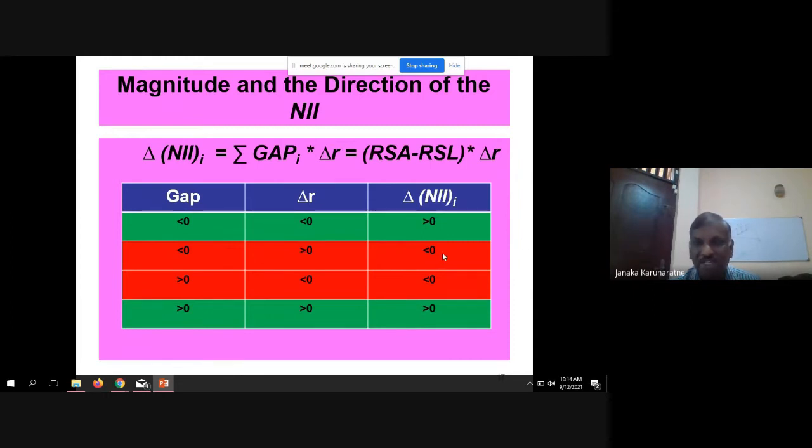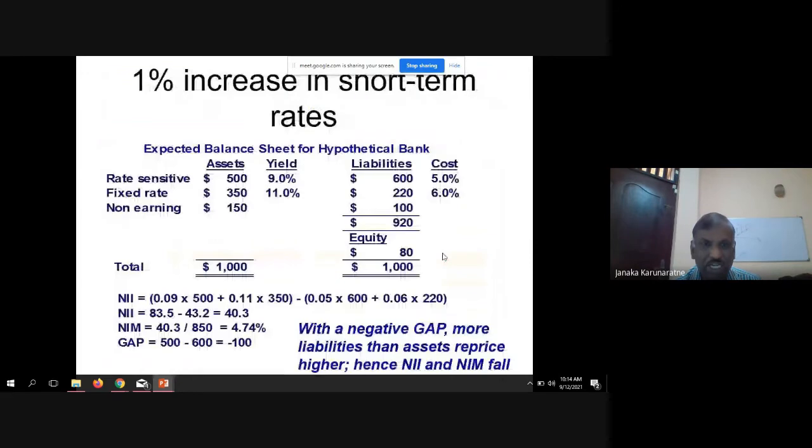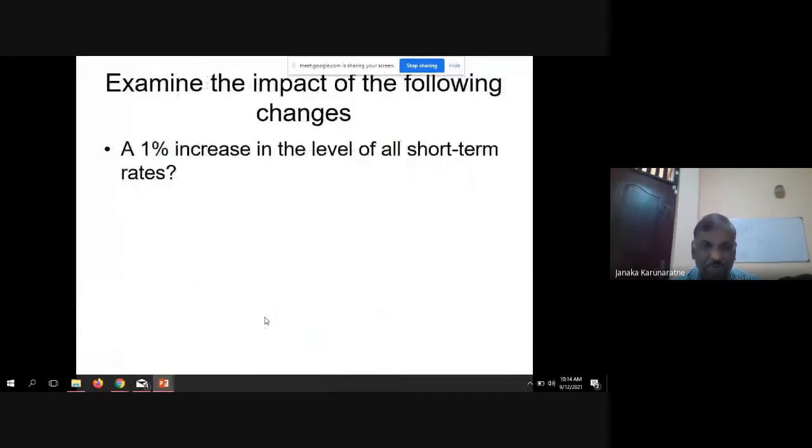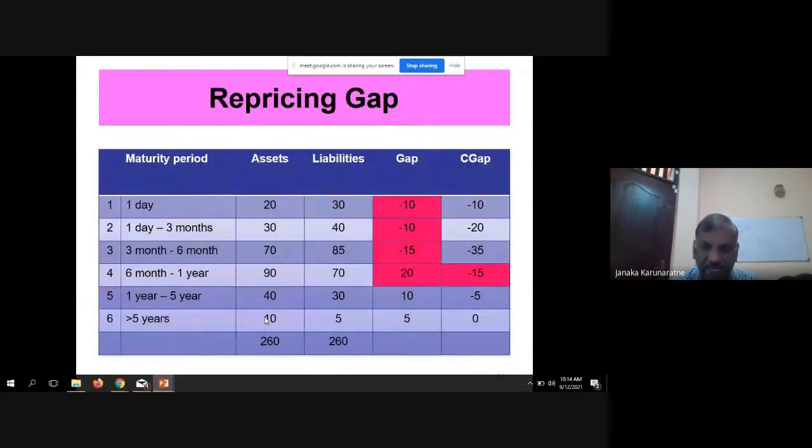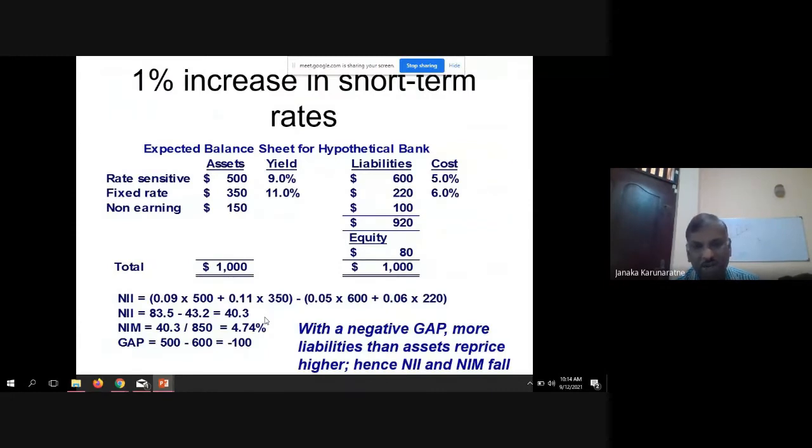It should have a negative impact. That means net interest income should decline. We saw it: net interest income declined by, let's say, 1 million. It was earlier 41.3, now 40.3. So we worked this out the normal way, but we can use this model without doing all of this. Now, how do we use the model?